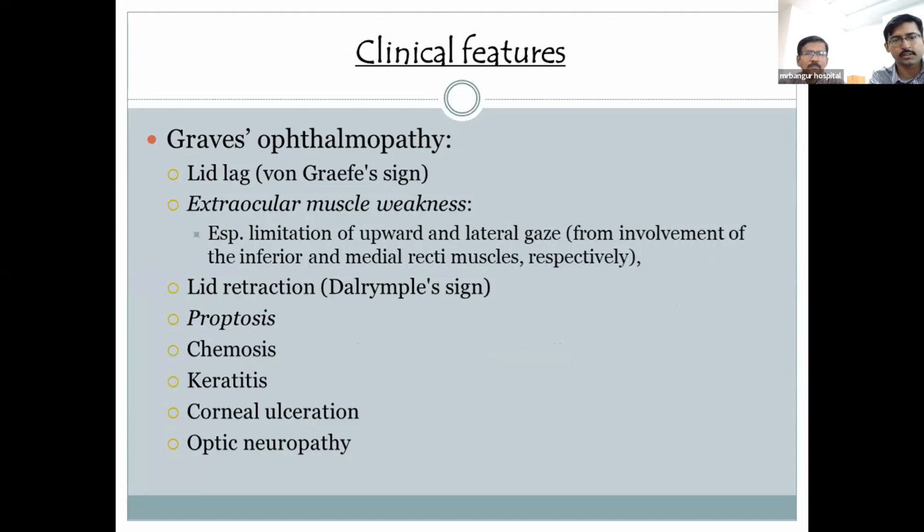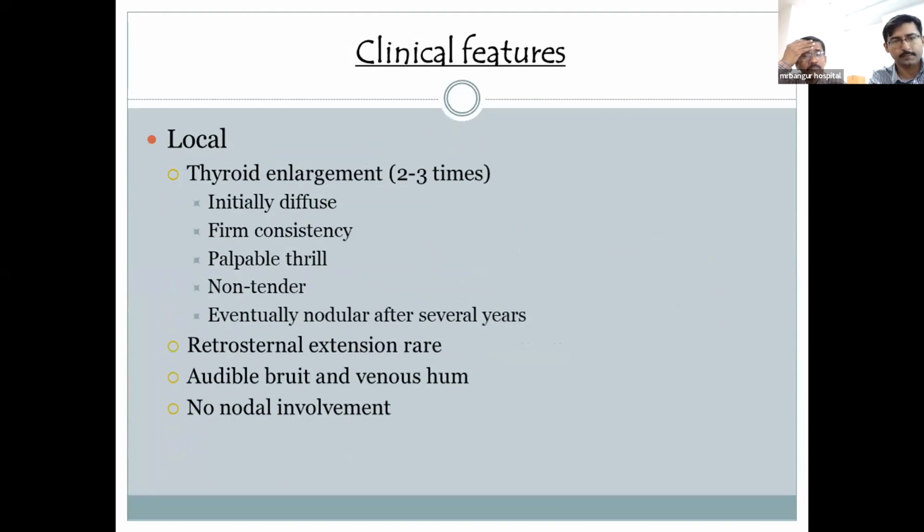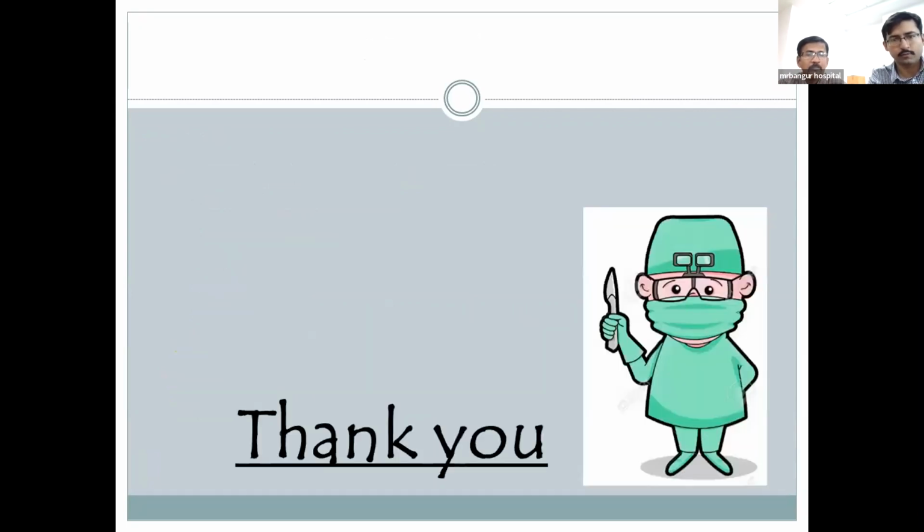as most of these have already been mentioned. The others include chemosis, keratitis, corneal ulceration, and optic neuropathy. Now, locally in Graves' disease, thyroid enlargement is there, which can be 2 to 3 times. Initially it is diffuse, with firm consistency. There may be a palpable thrill, non-tender, and eventually nodular after several years. Retrosternal extension is rare. Audible bruit and venous hum might be there, but there is no nodal involvement.